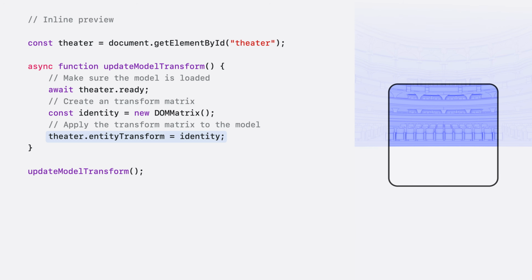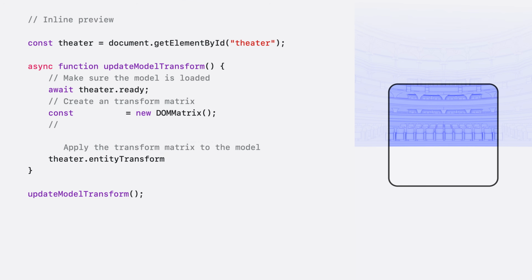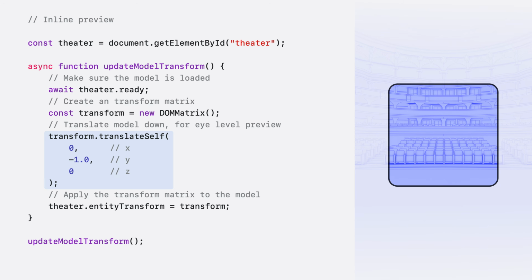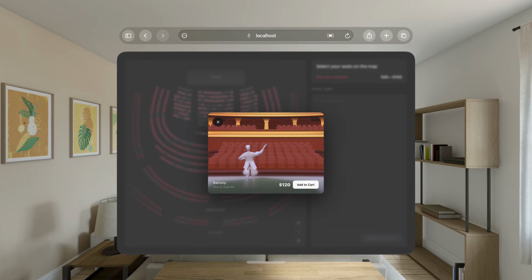Now, the floor of the model currently sits at the center of the layer. That's because the origin of the theater model is on its floor. But the goal here is to show the environment at a human eye level. So I'll translate the model down by 1 meter, which is the measured eye level height of my roommate sitting on a regular chair. This looks better.